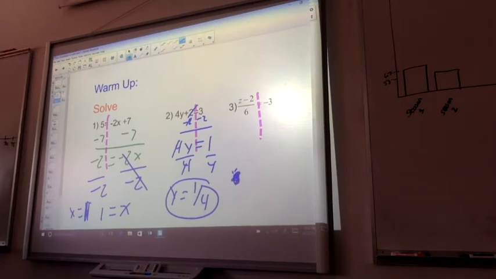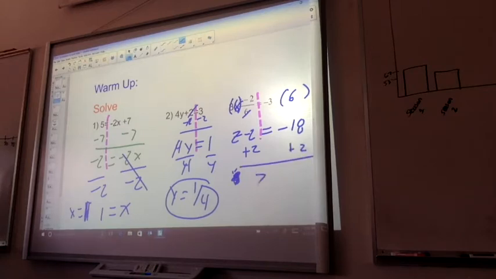All right. This is the one that kind of gets students sometimes. The z minus 2 is an entire numerator. What should I do first on this problem? Don't you times the 6? Yeah, you multiply by the 6 first. So that undoes that, and that frees up the numerator. Z minus 2 is equal to negative 18. At that point, then you add the 2.